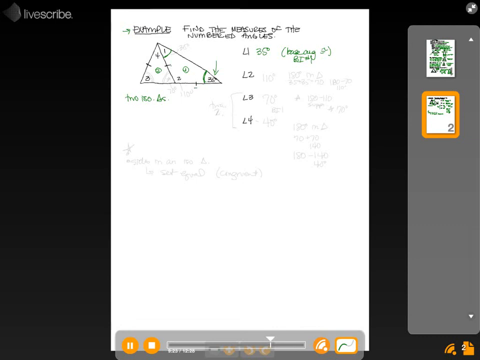That one's really important. Now to find angle number 2, there's 180 degrees in a triangle. I know that two of the angles are 35, so to find the third one, we would do 35 plus 35, that's 70, and then 180 minus 70 is 110. So that's how we would get angle 2. Angle 2 is 110 degrees. That's an idea we talked about in an earlier section. So these ideas are going to be building on each other. You have to continue to remember them.